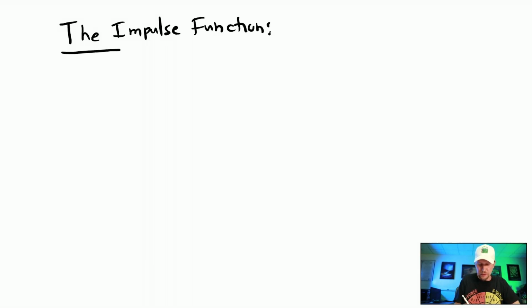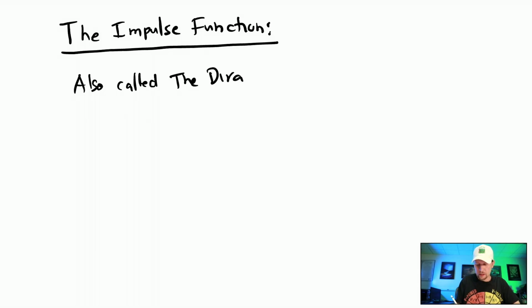Now, this function also goes by different names. It goes by impulse function in the context of electrical engineering. If you've ever taken a physics class, especially one in electromagnetics or electromagnetism, this does actually go by a different name. This is also called the Dirac delta or Dirac delta function. So two different names that denote the same thing.